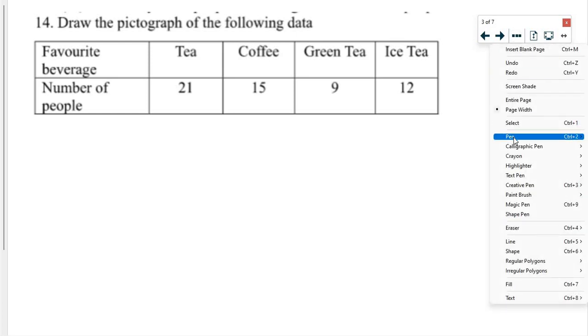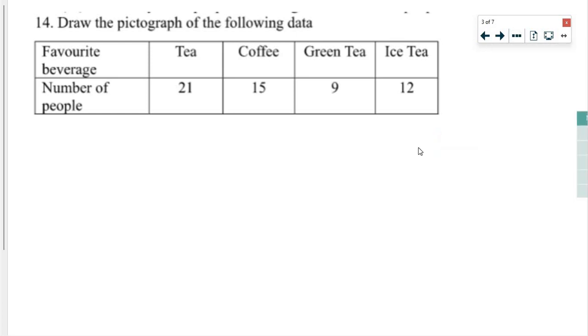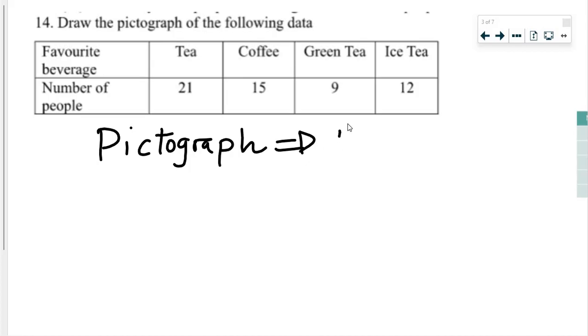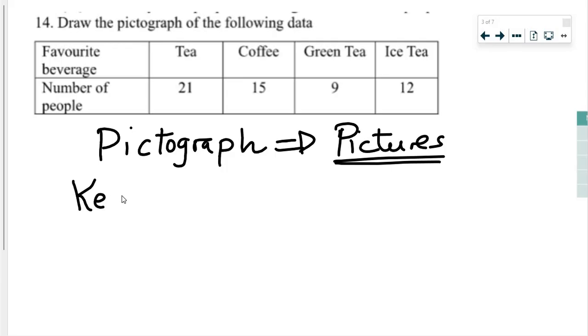The next question is draw the pictograph of the following data. Pictograph uses pictures. And these pictures, we use them in a key.